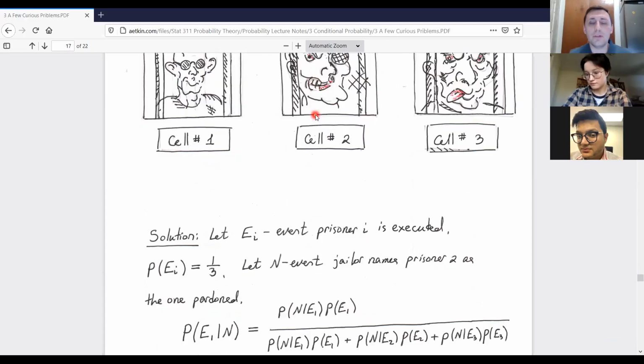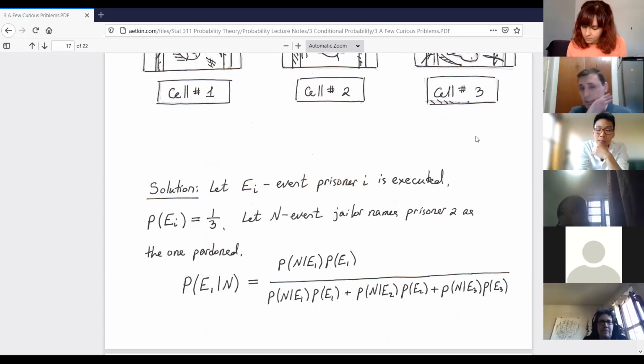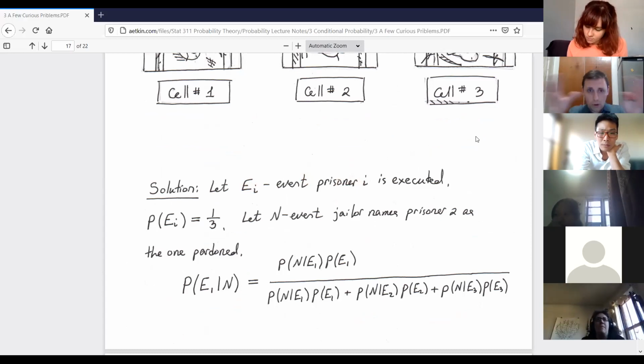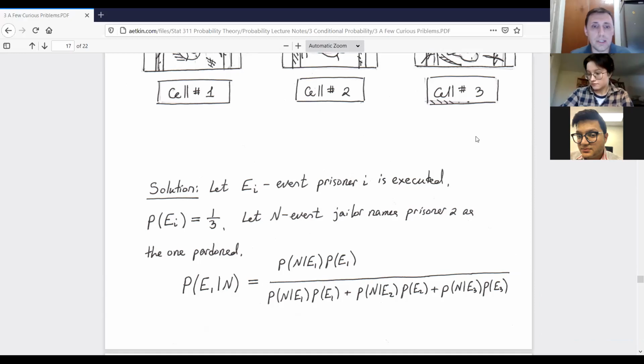So let's try to see what can happen, guys, by doing Bayesian analysis. So let E sub i be the event that prisoner number i is executed. Initially, the probabilities are 1/3 because it was random selection. You agree? And what does the 1/3 mean? It means that if you take all the universes, in exactly 1 out of every 3 universes, prisoner 1 is executed. In 1 out of 3 universes, prisoner 2 is executed, right? Good. So the probability is 1/3.